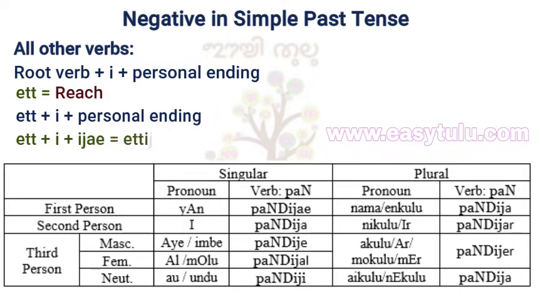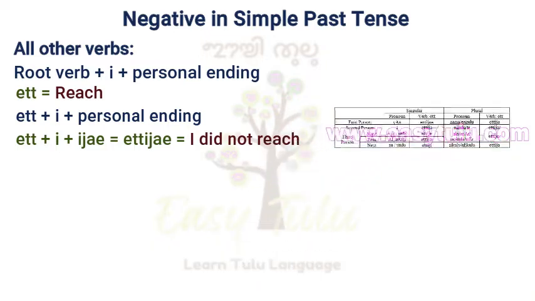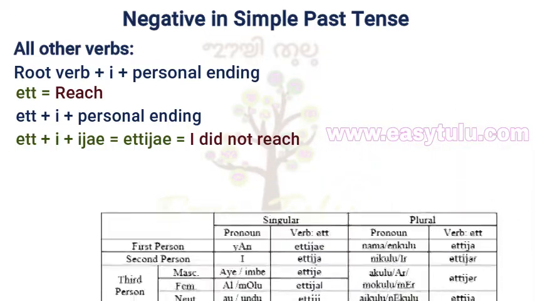Ettu plus e plus negative personal ending. Negative personal ending for yanu is ija. Ettu plus e plus ija. Ettija.